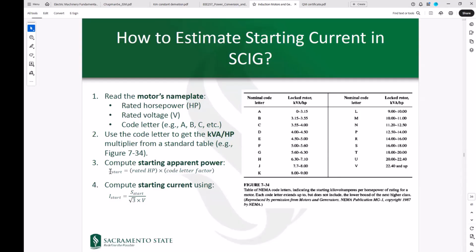And then you can find the S of the start by multiplying the rated horsepower of the machine by the code letter factor that you read from here. And then you can compute the starting current using this equation.